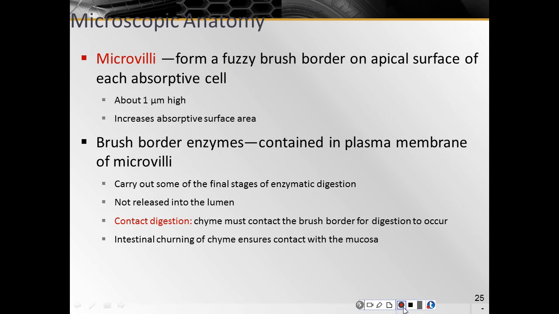Let's go back here. Alright, so each absorptive cell of the villus is going to have these fuzzy looking branches or brushes called the microvilli, and they're about 1 micrometer high. So that's not very high at all. You can only see them underneath the microscope. Now the brush border is going to increase the surface area, and it contains brush border enzymes in the plasma membrane. Now these enzymes are not released into the lumen, but digest the chyme contents as it contacts the brush border, and that's a process called contact digestion.